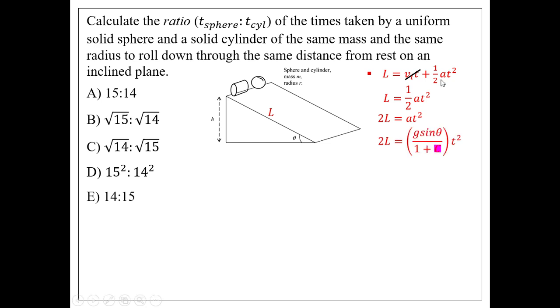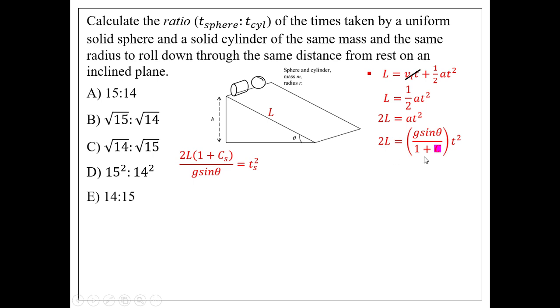Other than that, I'm just going to plug in a from my previous work in the other video. I know that for an object rolling without slipping, the acceleration is just g sine theta over 1 plus c, as I've done the proof for that already. And t squared is on the outside of the parentheses here. So here I'm just going to really use it. I want to use it twice, right?